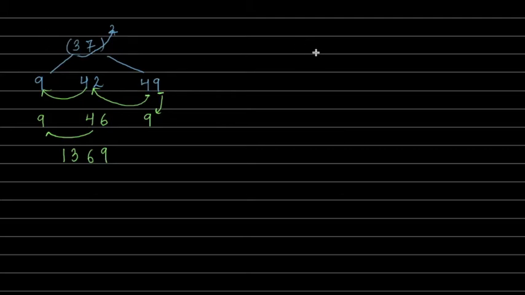Let's see more examples. If I take 29, this will also give me 81 here. It means a 2-digit number, and 2 2s are 4.